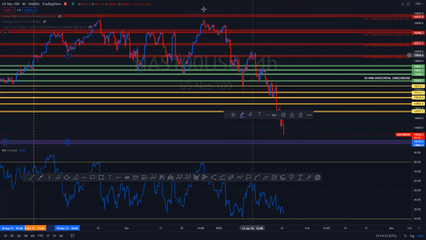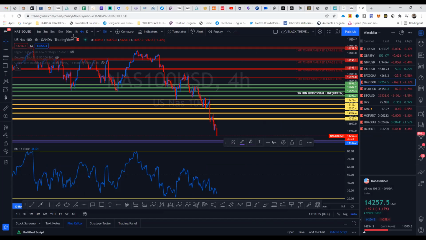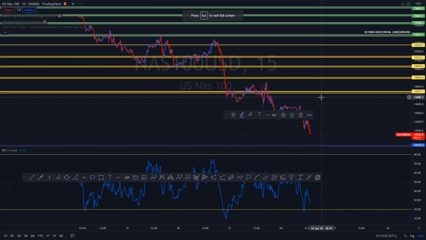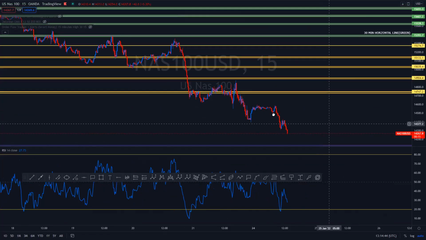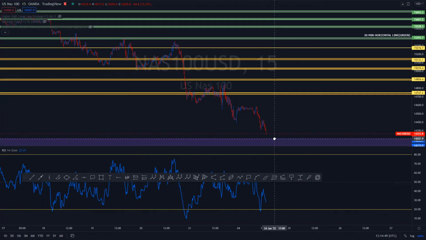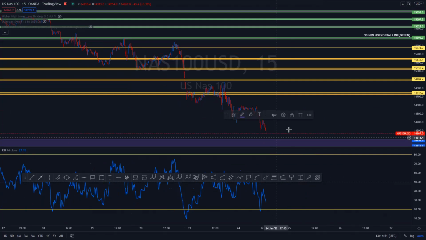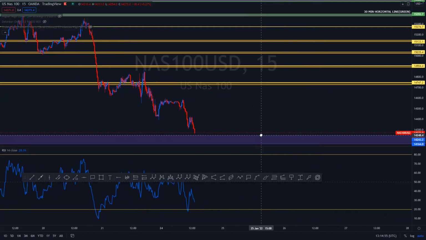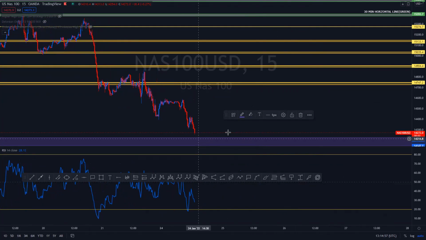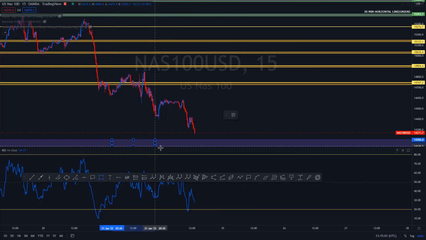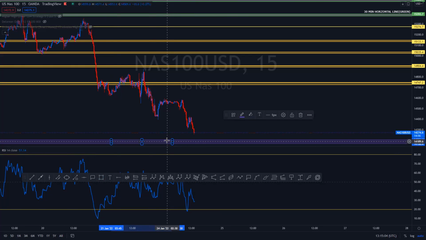So now that we see where current price is at, we're going to go all the way back to the 15-minute and decide what we're going to do with price. So, see, this is where we drew the floor. This is how I'm going to approach it. Let me actually draw another floor down here. We'll make it a little bit thinner.